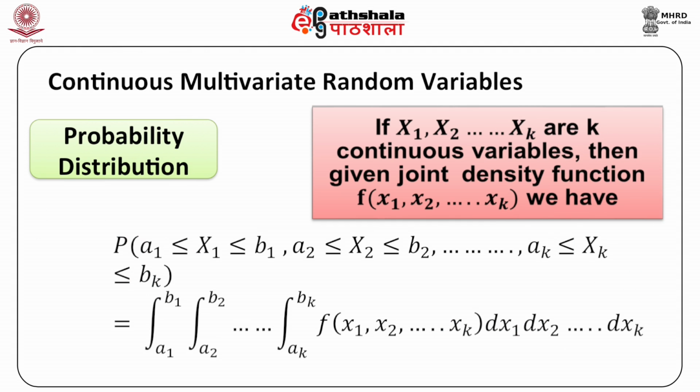Moving on to the continuous multivariate random variable probability distribution, we have that if x1, x2 to xk are k random continuous variables, and the joint probability density function f(x1, x2, right up to xk) exists, then the probability that a1 ≤ x1 ≤ b1, a2 ≤ x2 ≤ b2, and this goes up to ak ≤ xk ≤ bk, is equal to the integration from a1 to b1, and again the integration from a2 to b2, right up to the integration from ak to bk of the function f(x1, x2 to xk) dx1 dx2 right up to dxk.